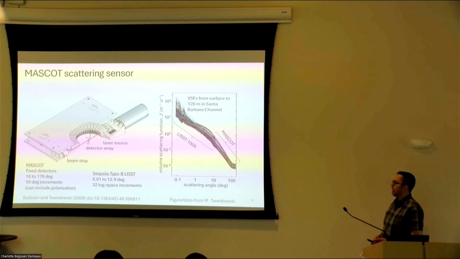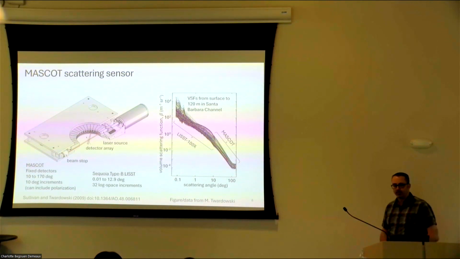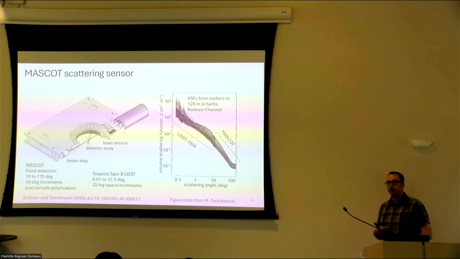So you can resolve dynamic events like those surf zone images I showed, or phase functions I showed yesterday, where you had wave suspension, sediment suspension. You can see the effects of bubbles come and go.